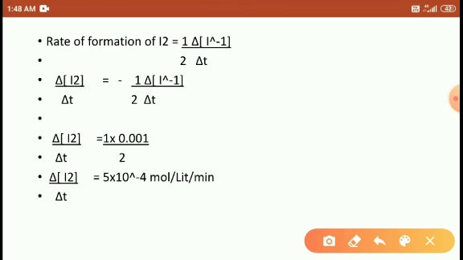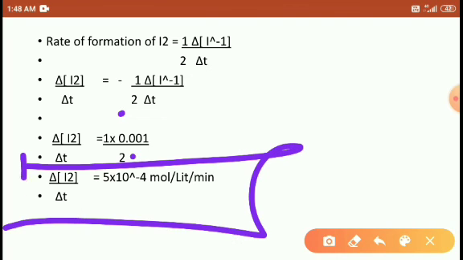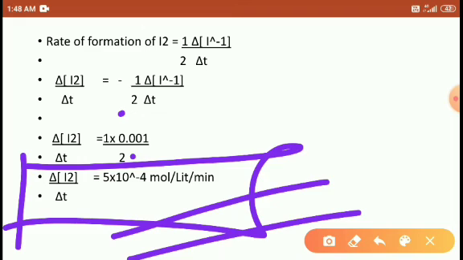Okay, what is the I minus value here, students? The I minus value we already found here, that is 0.01, whole divided by 2, this 2, right? Then we divide this value, then we got the answer: 5 into 10 to the power of -4 moles per liter per minute. This is the answer, students.